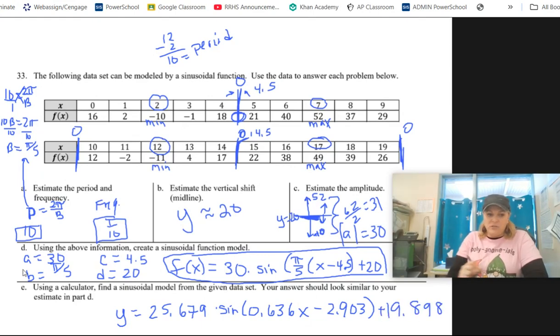19.898. So look at my guesstimate of a model, my estimate, and then look at what I ended up with from the calculator. Instead of 30, I got 25, which isn't bad. These numbers are in decimal, and when I multiply and distribute, that's not bad. Look at 19.89, that's actually 20, so pretty good estimate.